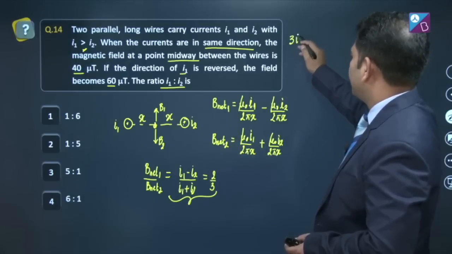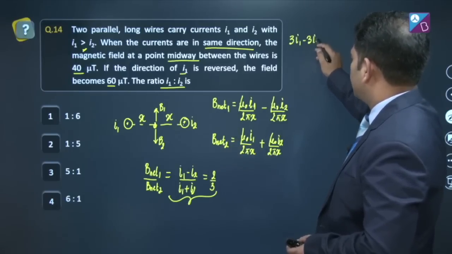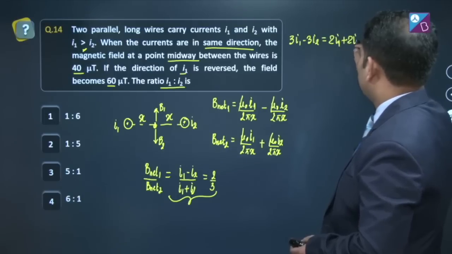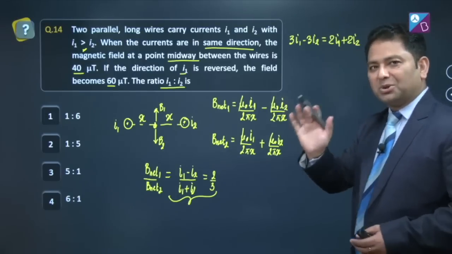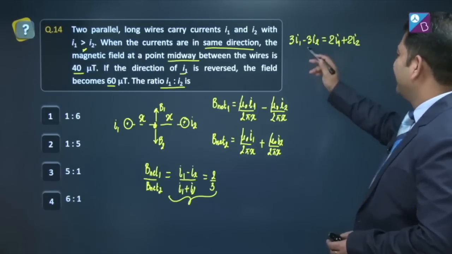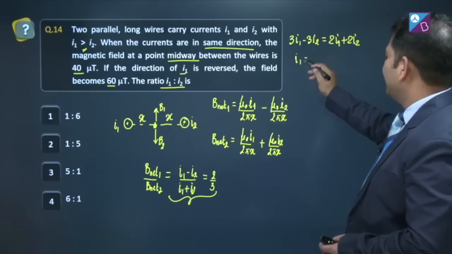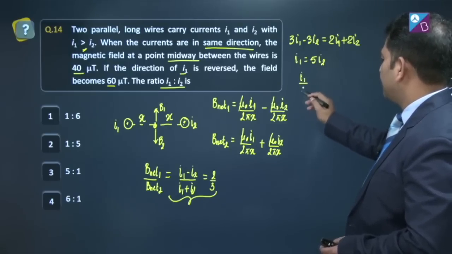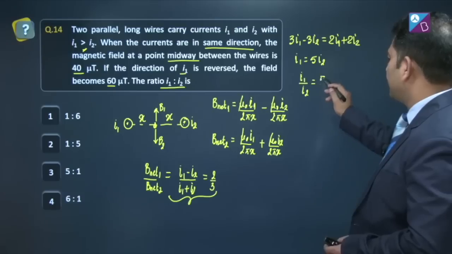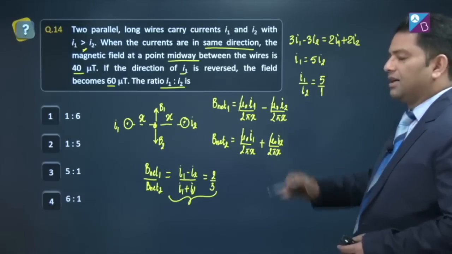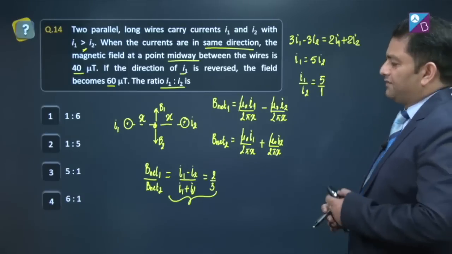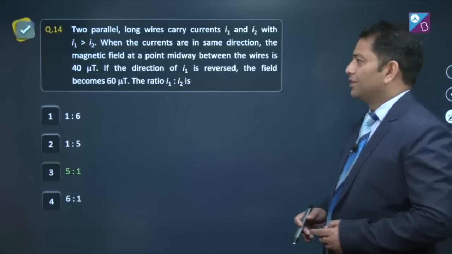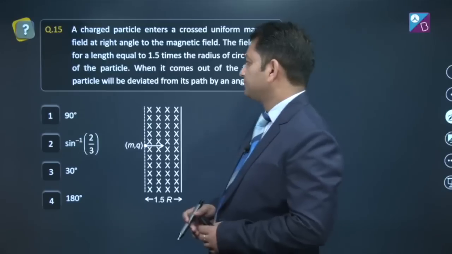First, 3I1 minus 3I2, that is equals to 2I1 plus 2I2. Cross multiply किया और कुछ नहीं किया है, okay? And this is I1 equals to 5I2. कहने का मतलब I1 upon I2 is 5 is to 1. बस search for the option of 5 is to 1 that is present in option number 3. Moving to question number 15, all right.